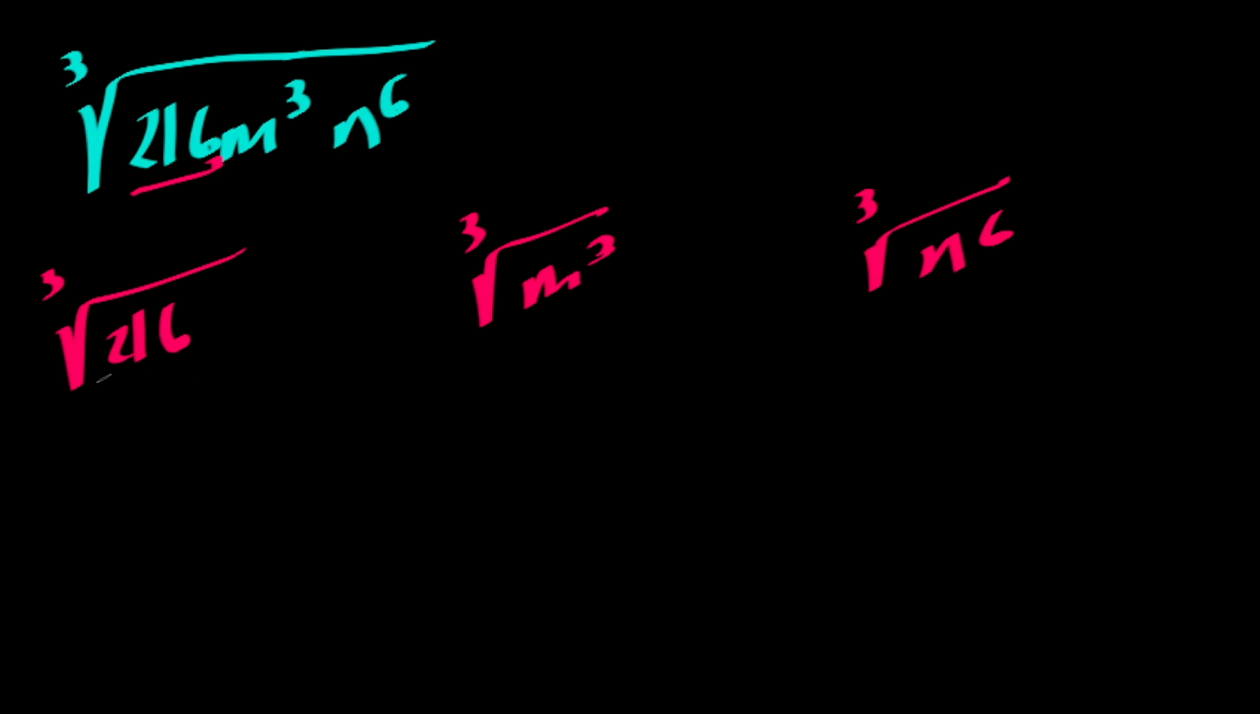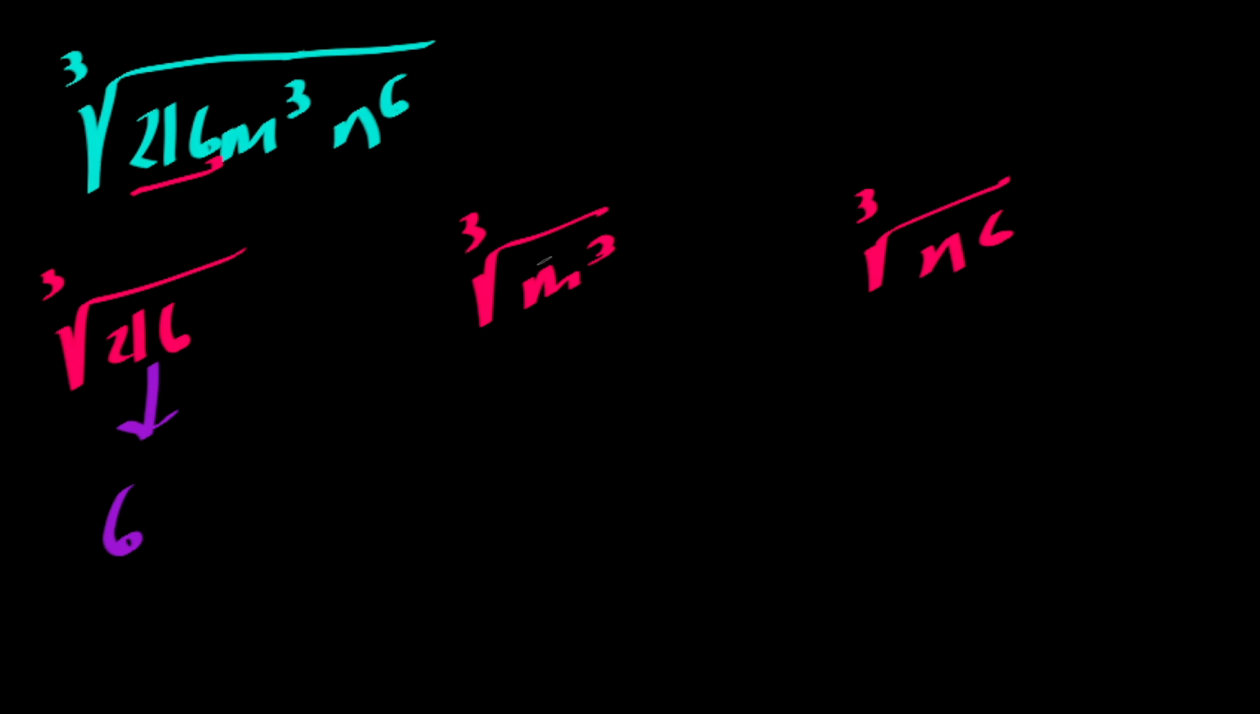You can use your calculator, or maybe you have this memorized, but the cube root of 216 would be, I believe it's 8. Let me double check just to be sure. No, it's not 8. I believe it's 6. Yeah, it is 6. So the cube root of 216 is 6. So that part's already done. That 6 is going to be outside of the radical.